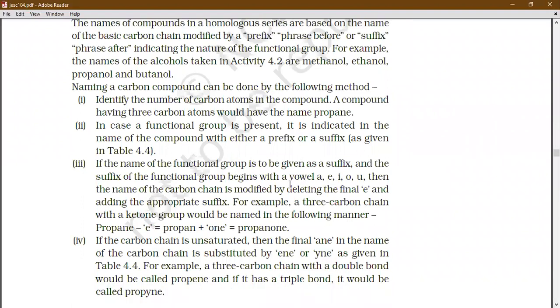Identify the number of carbon atoms in the compound. A compound having 3 carbon atoms would have the name propane. In case a functional group is present, it is indicated in the name of the compound with either a prefix or a suffix as given in table 4.4.